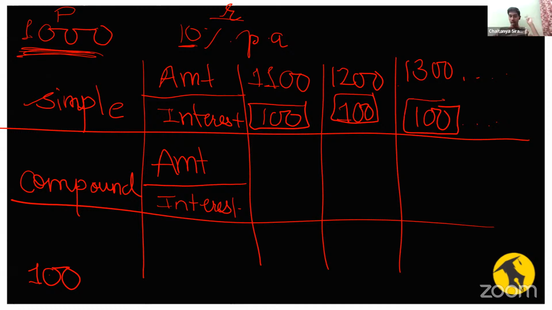So you can see that it is constant for every year. But on the other hand, what happens in compound interest? For compound interest, the first year would be the same. It will be 10%. So my amount would be 1100 and interest would be 100. Now what happens next year? Next year, you will get 10% on the principal. So 10% on 1000 rupees.